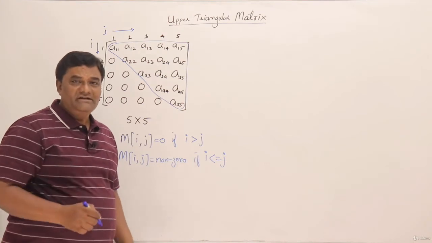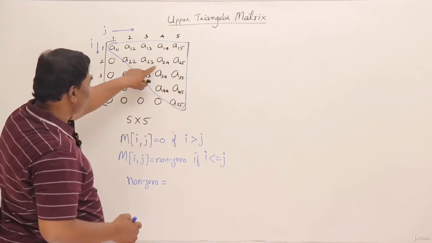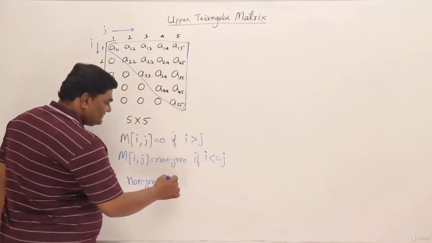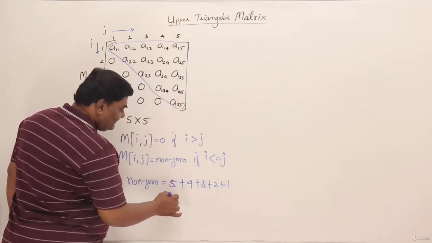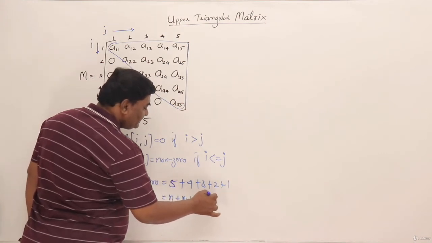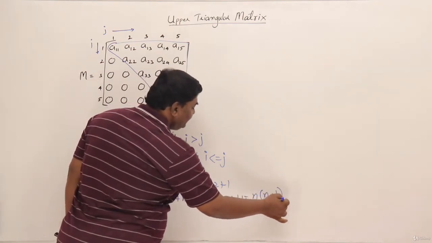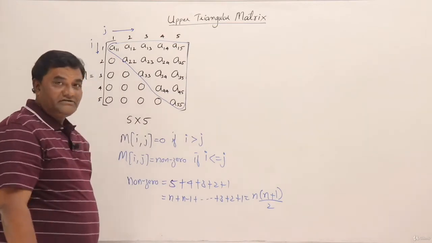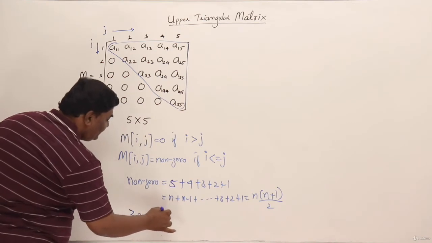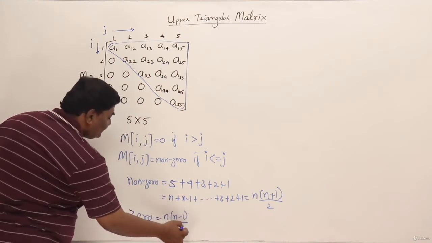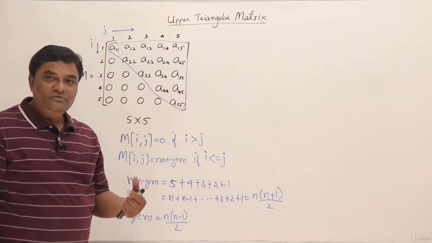Next, how many non-zero elements are there in this matrix? The first row has 5 elements, then the next row has 4, then 3, then 2, then 1. So this is 5 plus 4 plus 3 plus 2 plus 1. For any n, it will be n plus n minus 1 and so on up to 3, 2, 1. This is nothing but n into n plus 1 by 2. These many non-zero elements are there. Then how many zero elements are there? Zero elements will be n into n minus 1 by 2. We have already seen this in the lower triangular matrix, so if you have not watched that one, you can go back and watch it.